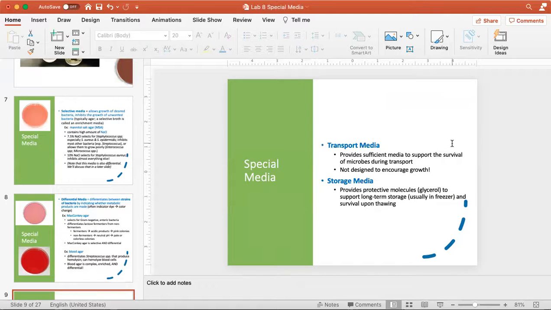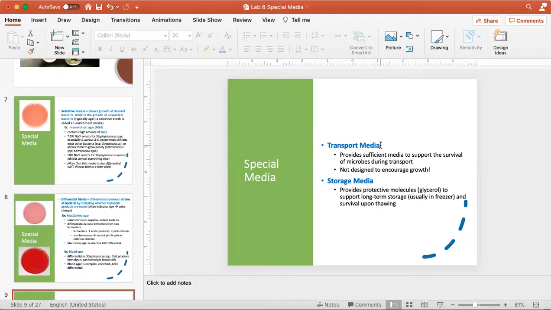Now, we've talked about chemically undefined or basal media. We've talked about complex or enriched media. We've talked about selective media, differential media. There are two more categories: transport and storage. We've already talked about transport media, right?